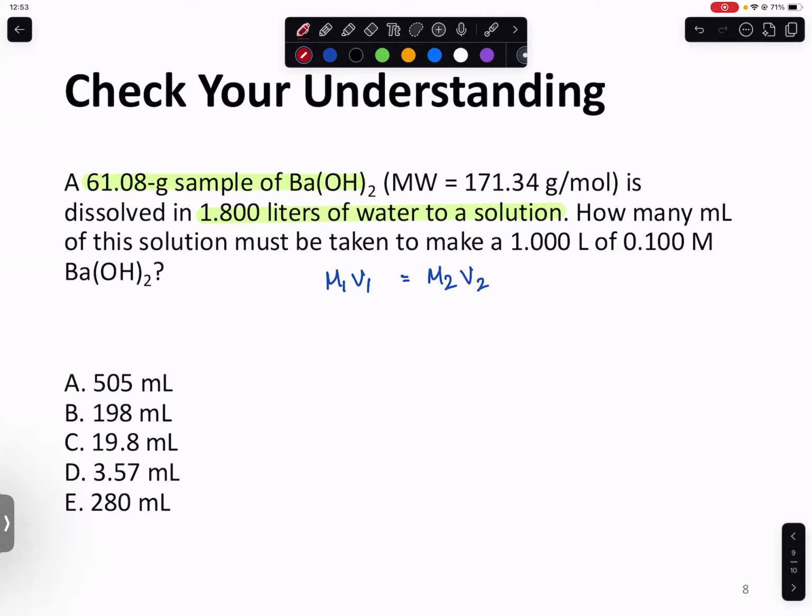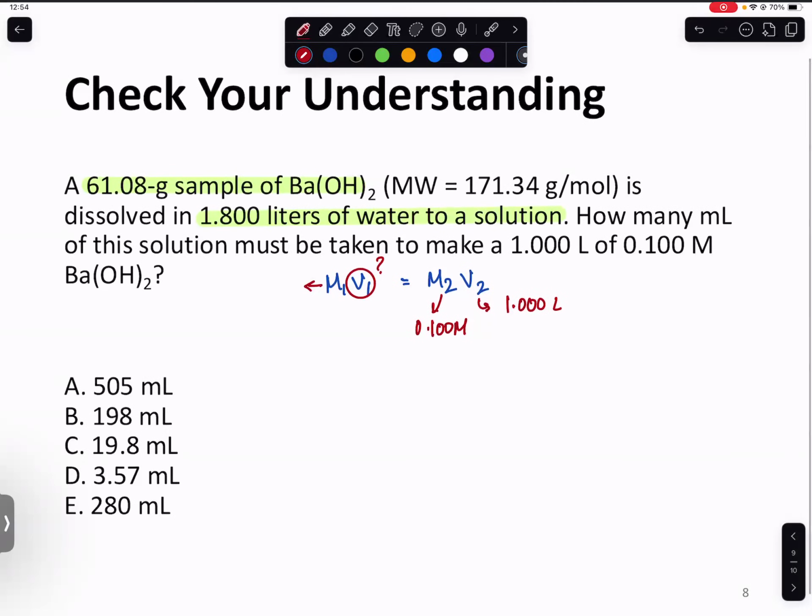So what do I have in the question here? I have the volume of the final solution, which is 1.00 liters. I have the molarity of the final solution, which is 0.100 molar. The variable I want to find is the initial volume. In addition, I'm given information to find the molarity of the initial solution. So let's find M1.